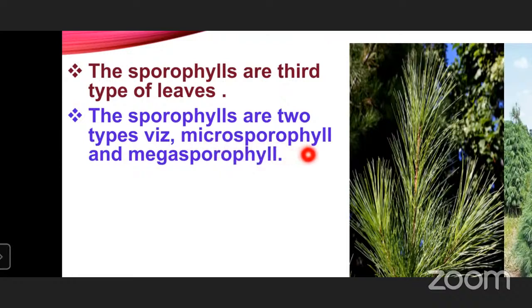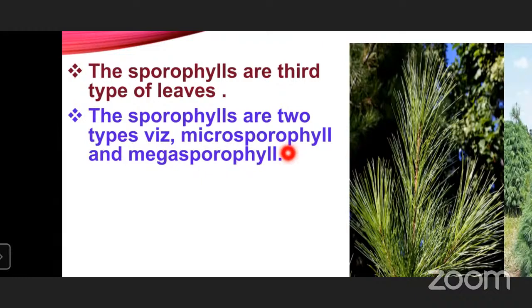Microsporophyll means they produce the microspores. These microsporophylls aggregate together and are compactly arranged to form the male cone. Inside the male cone, microsporophylls are present, and each microsporophyll consists of a microsporangium.